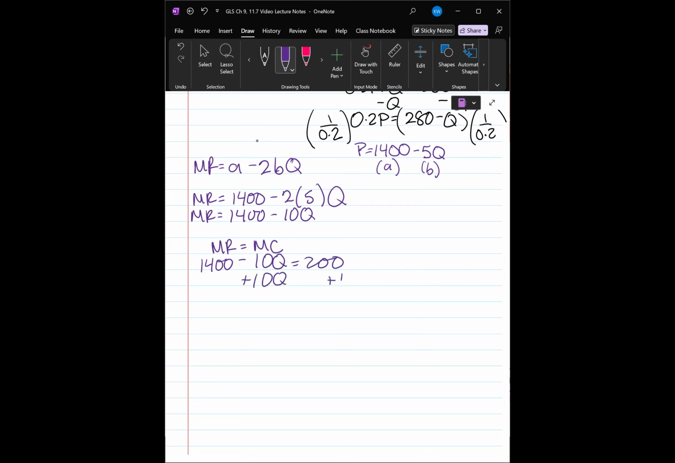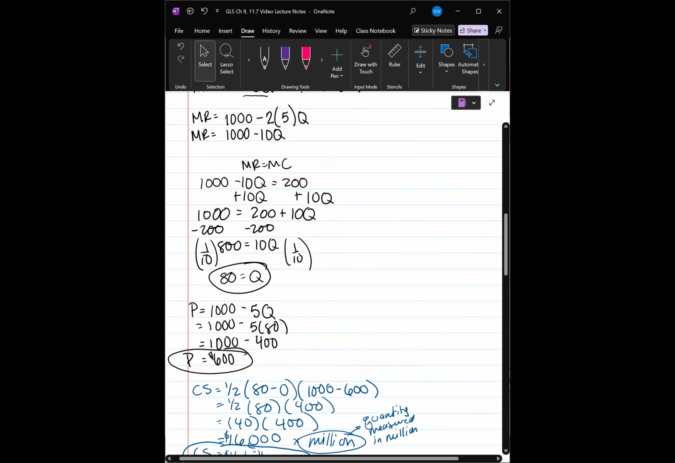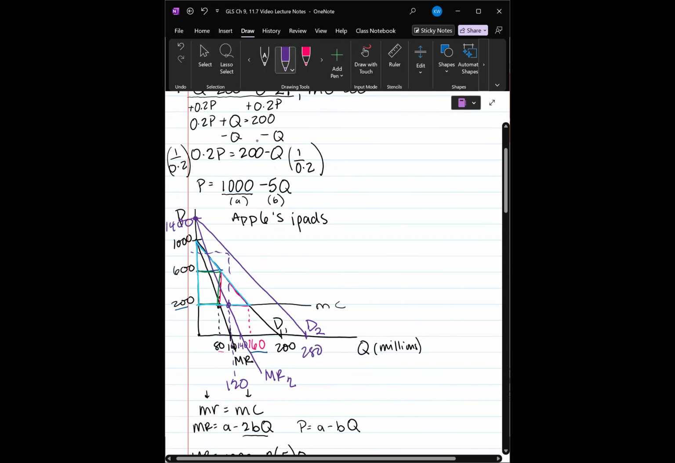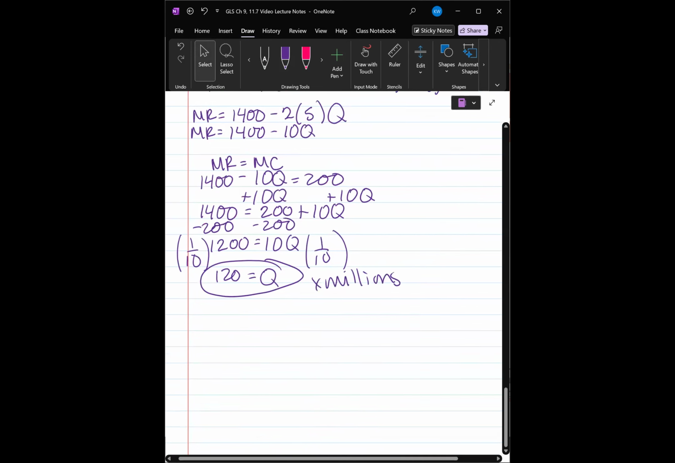To solve for quantity, we're going to add 10 times Q to both sides. That gives us 1,400 equal to 200 plus 10 times Q. Then we'll subtract 200 from both sides, giving us 1,200 equal to 10 times quantity. And then our last step here will be to divide both sides by 10. So we get 120 equal to quantity, right? And of course, this is in millions. Just keep that in mind. So we can draw this new profit maximizing amount on our graph. It'll be 120. And then we want to find what price does our firm charge with this change in demand.